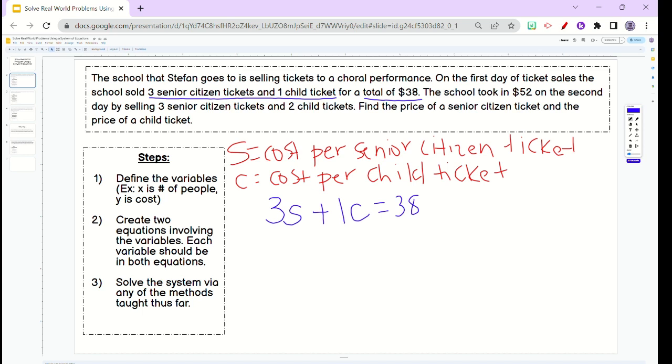Alrighty, next I'm going to model the second day, which 3 senior citizen tickets were sold and 2 child tickets. So we're saying 3S plus 2C is equal to, the school took in $52.